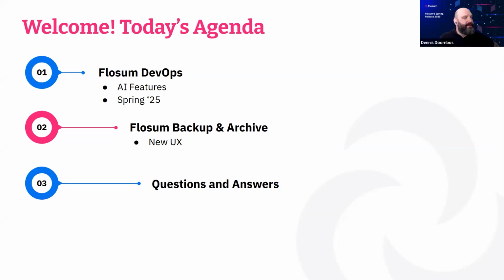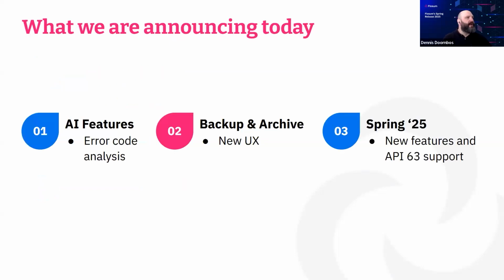We're going to talk about some of the new features available in Spring 25. In the second half of the presentation, we're going to talk about Flosum's backup and archive, new UX. Up until now, it hasn't been available to demo, but I'm going to jump into backup and archive and demo that for you. And then we're going to save some time at the end today for questions and answers. So some of the features we're announcing, AI features, we're going to talk about error code analysis, document generation, and code analysis. We'll be discussing the new UI and some of the new features, including compare and restore. And then we're going to just highlight a couple of the new features that are available in Spring 25, including API 63 support for those new components.